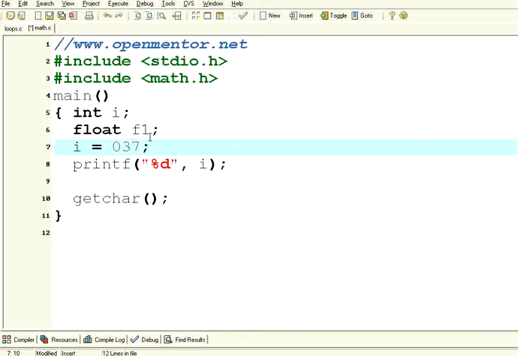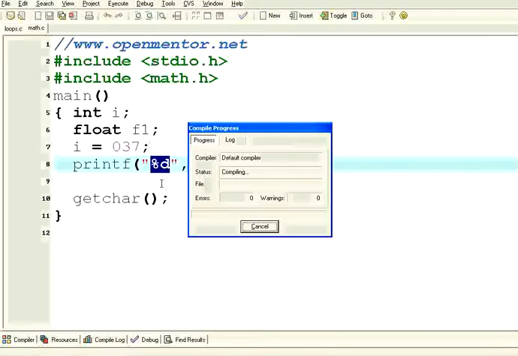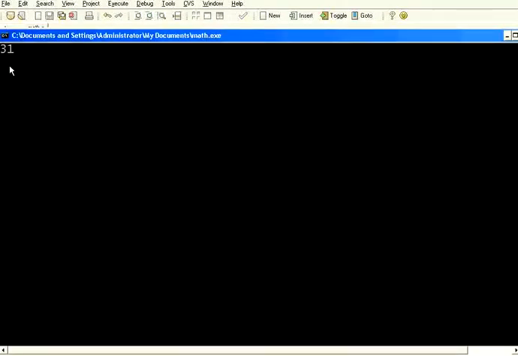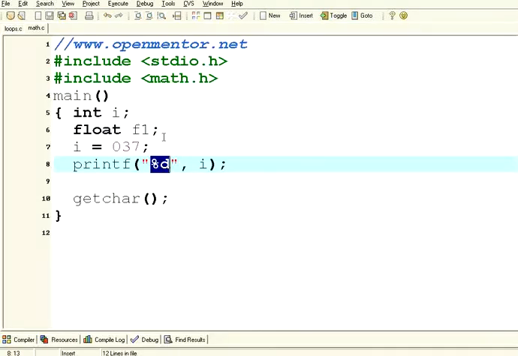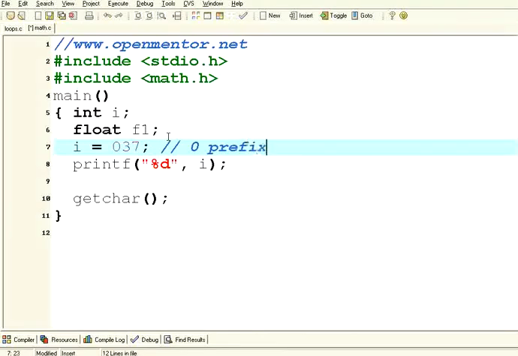Now I say 37. Now let me compile. This is an octal number 37, but I am printing it in decimal. Okay, so let me execute. Once I execute, it says 31. 31 to the base 10 is the decimal equivalent of 37 in octal. So 0 prefix means octal.